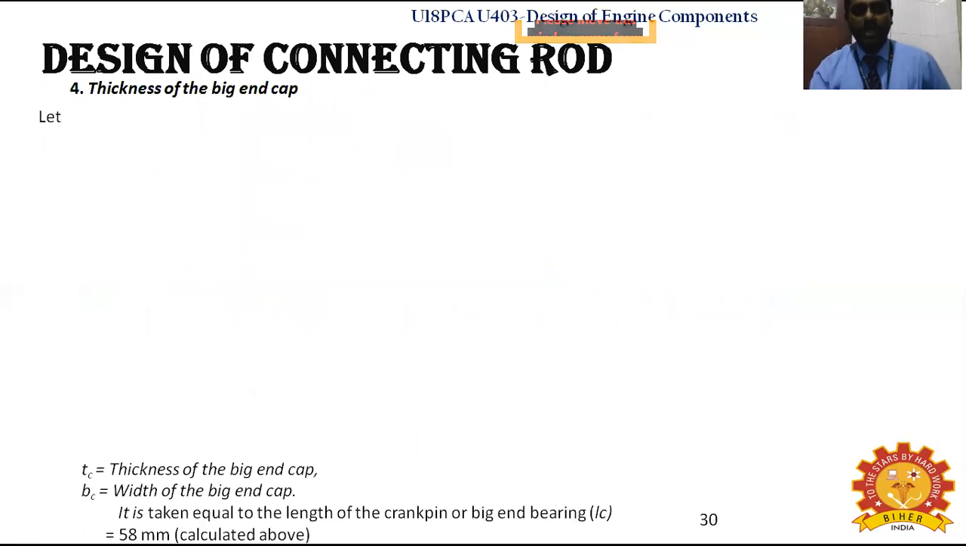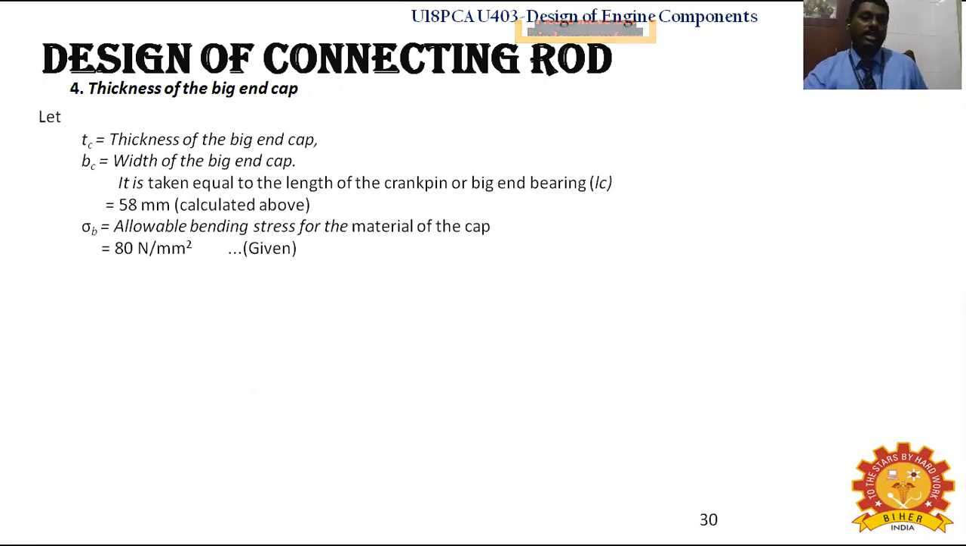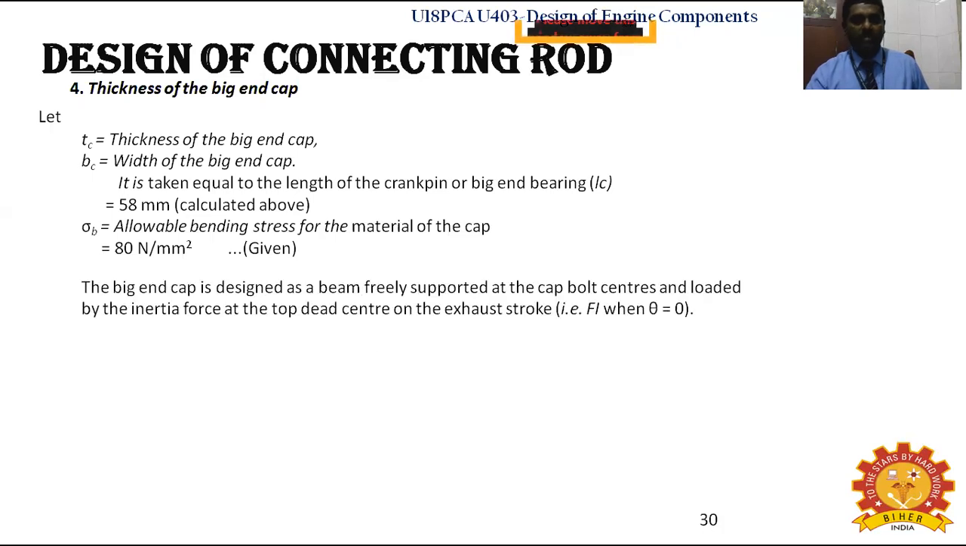Thickness of bearing cap. For this, let the thickness of the bearing cap be TC and the width of the bearing cap be BC. And we have calculated it already as 58 mm. And sigma B is 80 Newton per mm square, that is the allowable bending stress. That is already given in the problem.